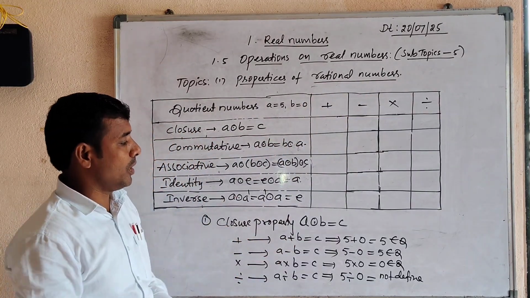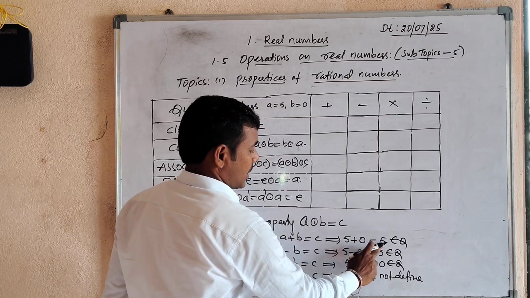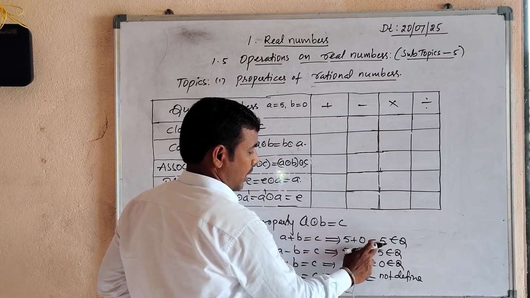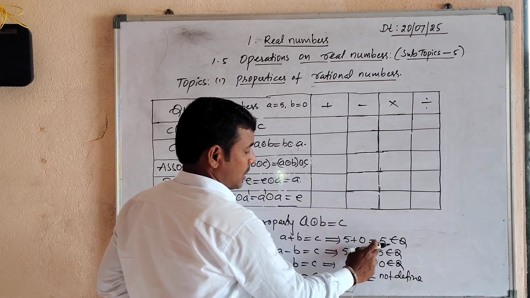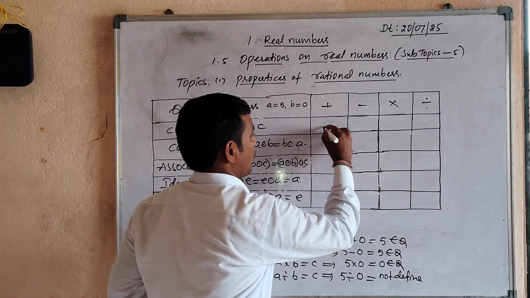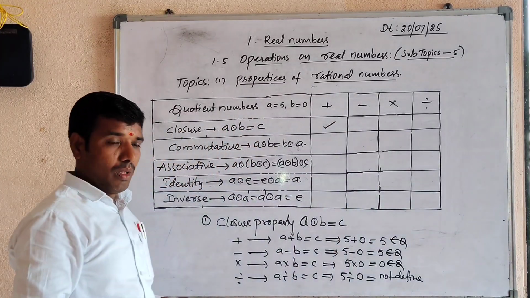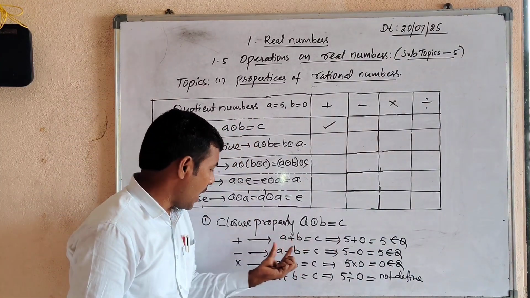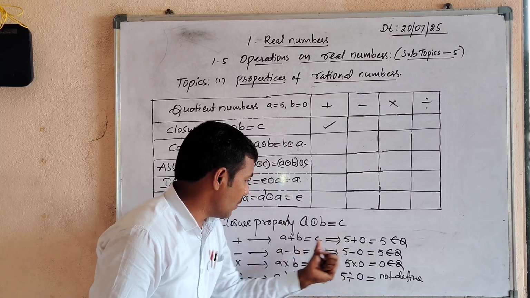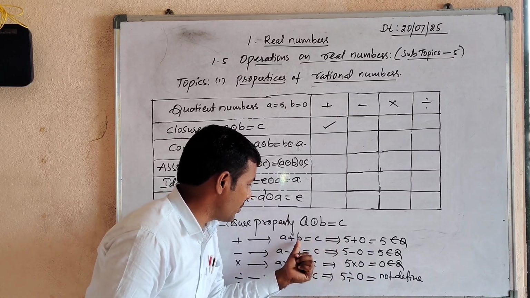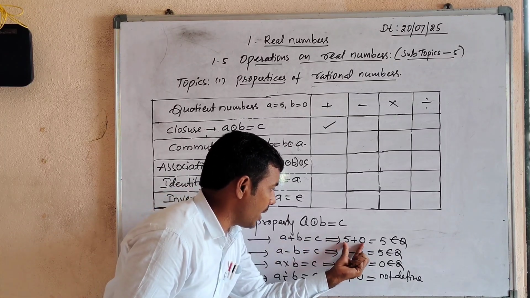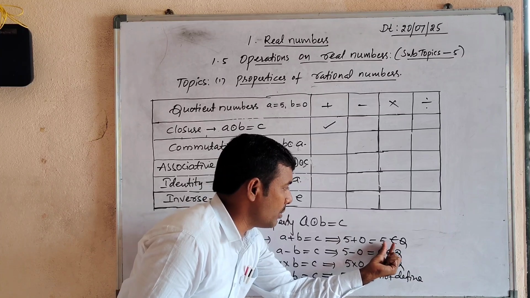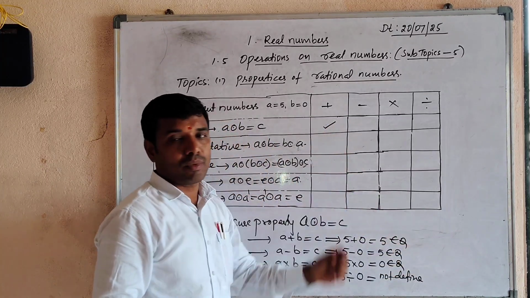Where is it possible? Yes, for addition the result is 5, C is 5, and 5 belongs to the rationals. That's why we put a right symbol. The simple reason is that I took two rational numbers, A as 5 and B as 0, and by adding I got 5, which belongs to the rationals. That's why you put the right symbol. Okay.